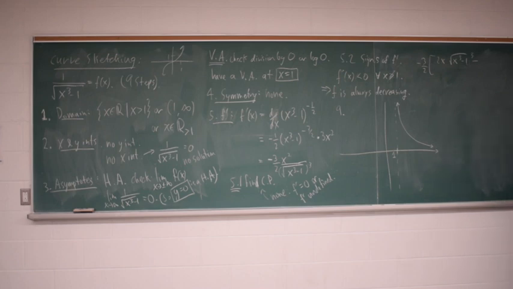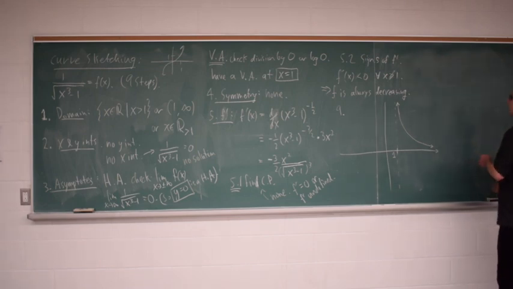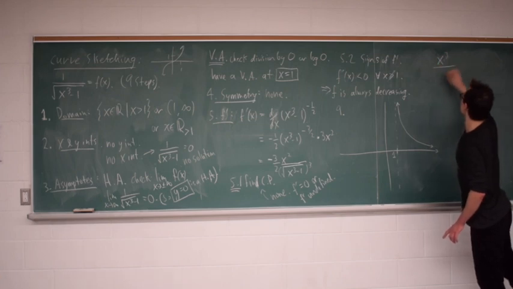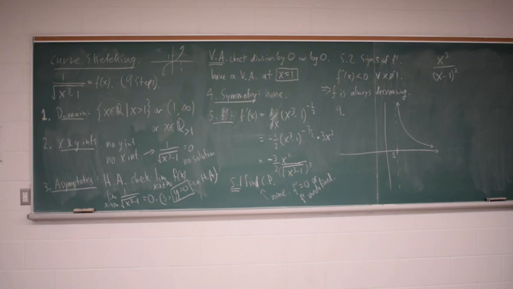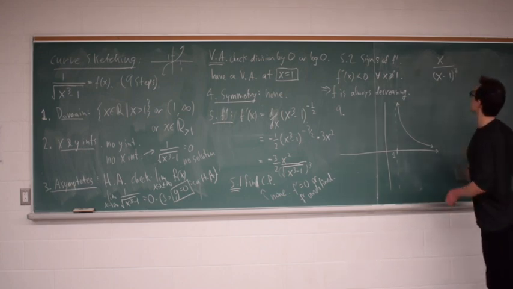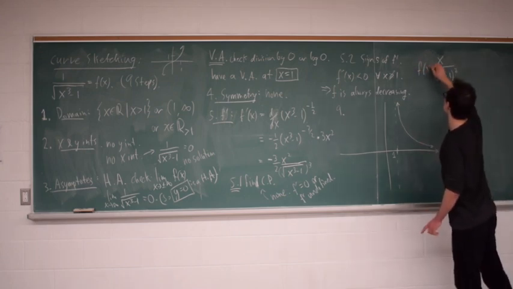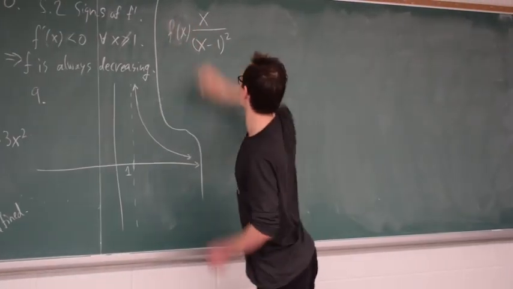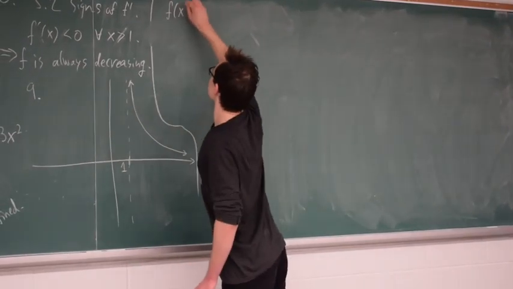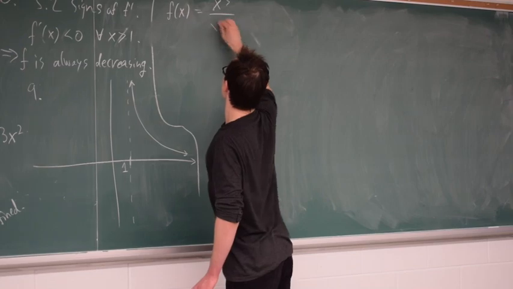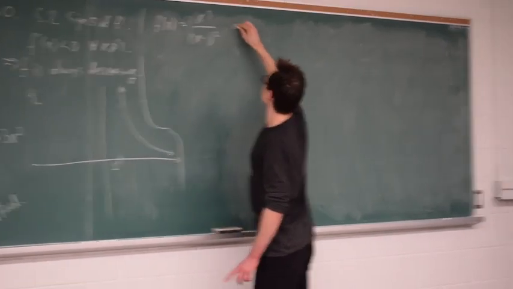What about x cubed over x minus 1 squared? X cubed over x minus 1 all squared? Yeah, totally, we can do that one. Okay, let's do it. So, f of x is this. I'm just going to partition the board here. F of x is x cubed over (x minus 1) squared. Graph it.